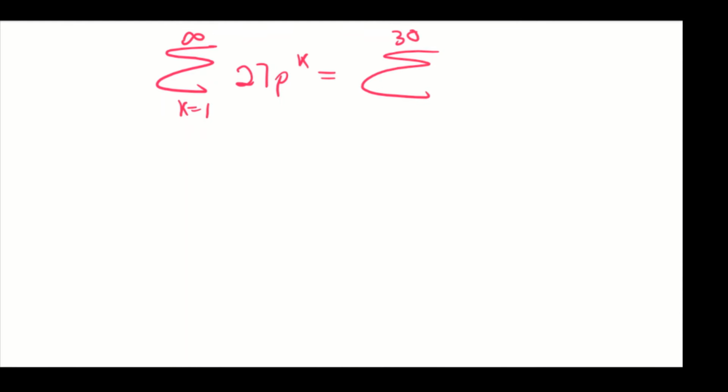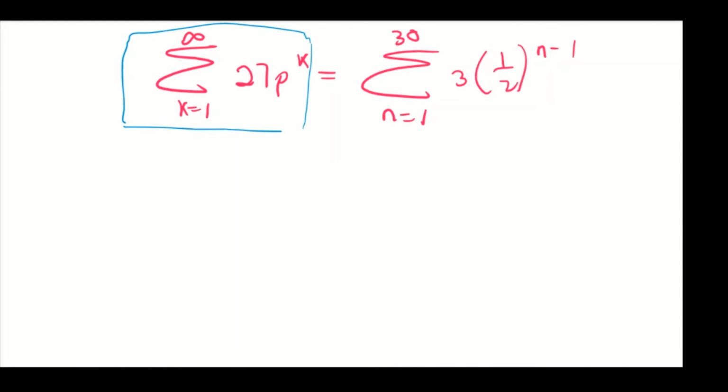So we are given that the sum to infinity when k is equal to 1 of 27p to the power of k is equal to the sum of 30 terms when n is equal to 1 of 3 into 1 over 2 to the power of n minus 1, right? So what we're going to do is first find the 3 terms of this sum to infinity so that we'll be able to identify the sum to infinity.